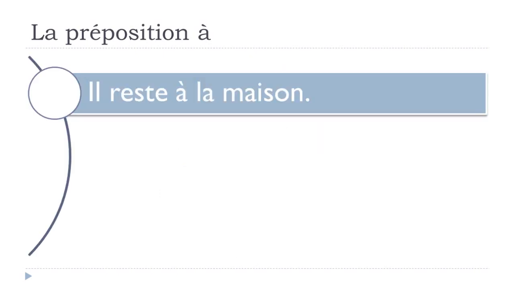And so, a few examples. The first one, if you want to translate it with this at, would be il reste à la maison. Rester is to stay, okay? And in that case, we would construct it with à. Il reste, he stays, à la maison, at home. Il reste à la maison.